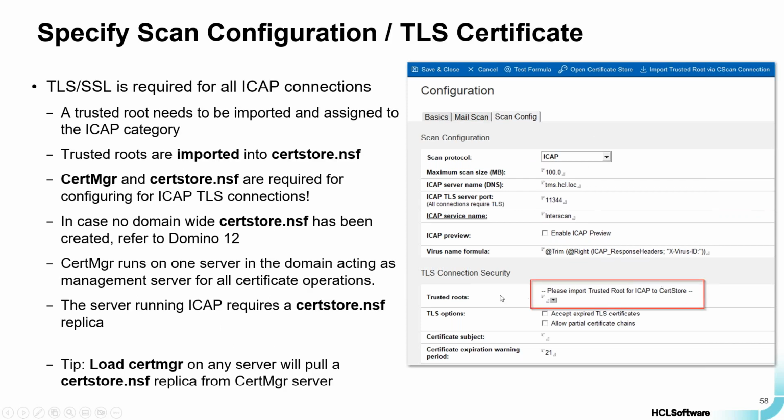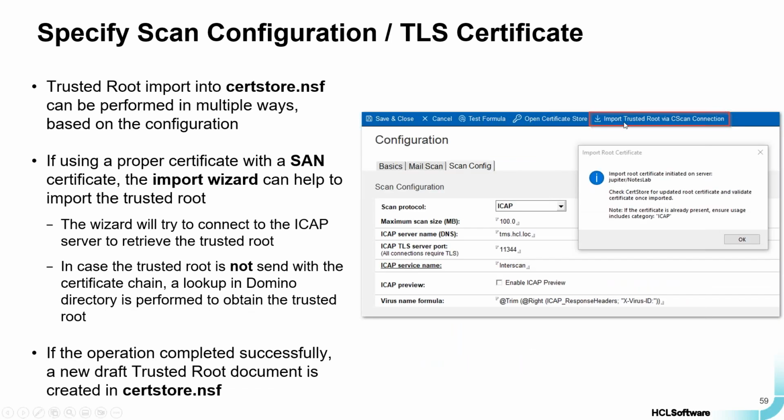And then you need a trusted root. And the trusted root is taken from CertStore. And if you don't have one, it has this dialog here, import trusted root via CScan connection. And now you see a pattern. This is invoking a remote server console command that's going to this server with this port, and it will grab the certificate for you. Isn't that cool?